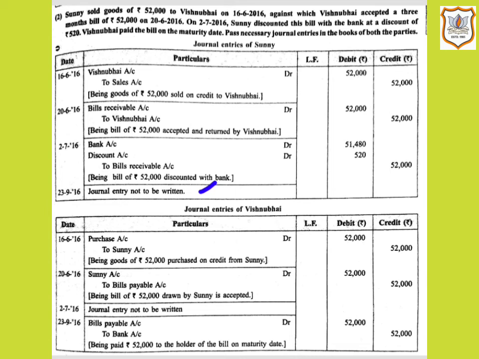And in case of drawee, that is Vishnu Bhai, here first we will write date 23rd September 2016. Since Vishnu Bhai has paid the bill on the maturity date, on this day the journal entry would be bills payable account debit, as bills payable was his liability. Now against bills payable, Vishnu Bhai has paid the amount, so his liability will get reduced. So as per modern approach, when liability is reduced, then we need to debit it. So bills payable account will be debited by rupees 52,000, and as he has made payment against that, bank balance will decrease, so bank account will be credited by rupees 52,000. In narration we will write being paid rupees 52,000 to the holder of the bill on maturity date.